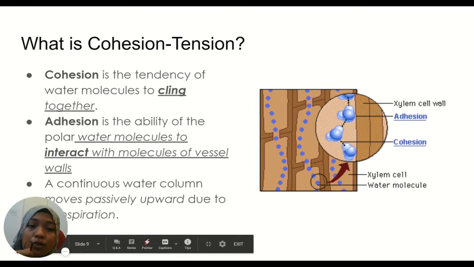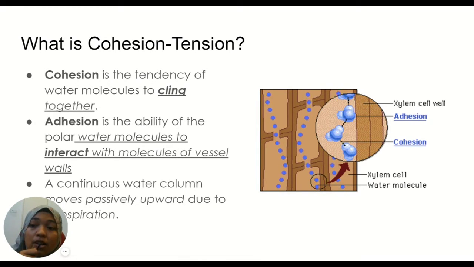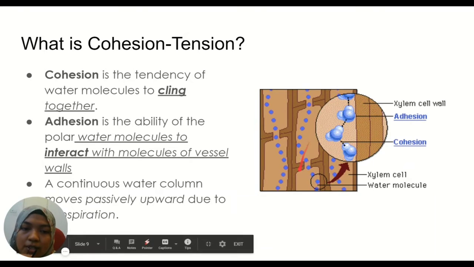So, what is cohesion and adhesion? Cohesion is the tendency of the water molecules right here to cling to each other, as shown here. Whereas adhesion is the ability of the water molecules to stick to the xylem cell wall, like shown here. All of these are taken at the plant stem. This is the plant stem, the xylem cell wall at the plant stem.